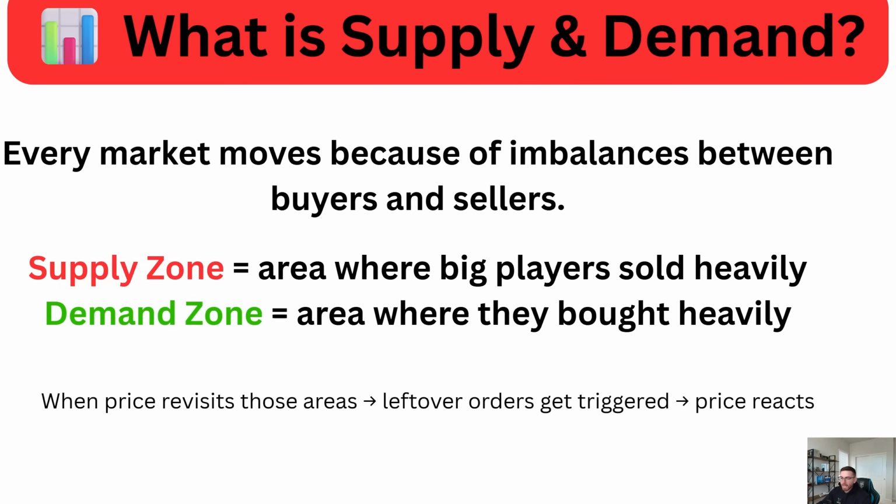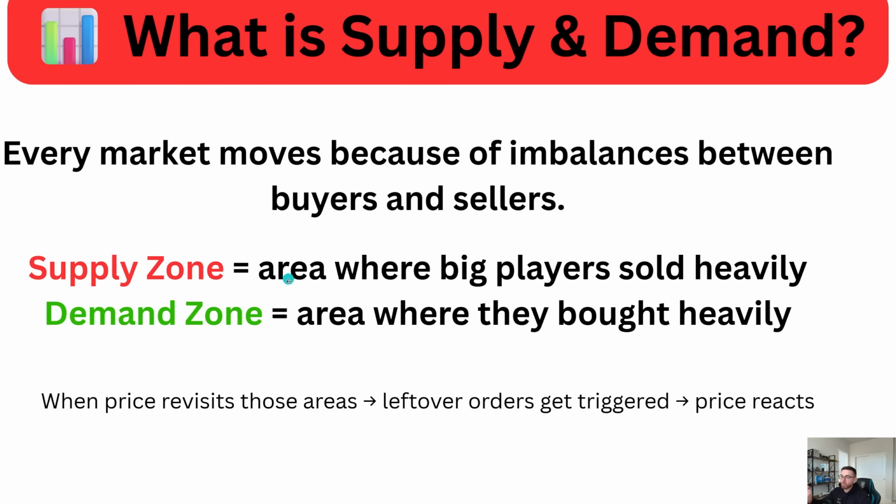Before we jump into how to draw boxes and zones, you'll actually need to understand why supply and demand works. Think of supply and demand as footprints of money. Every market moves because of imbalances between buyers and sellers. Supply zones are where institutions sold heavy, leaving pending sell orders behind, and demand zones are where they bought heavily, leaving pending buy orders behind.